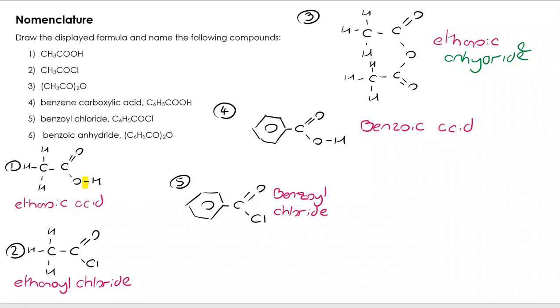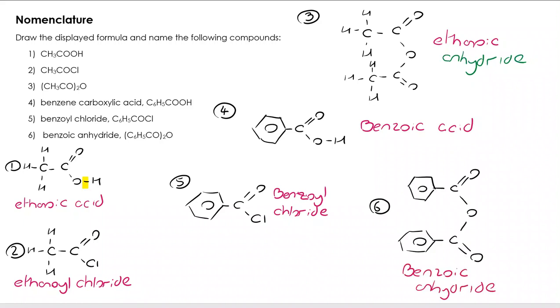And finally, benzoic anhydride. So we want to look at two benzoic acids and we get this, where we've got our C6H5COO, it's lost an H, and that then bonds with a second one that's lost an OH. So benzoic anhydride would look like this.